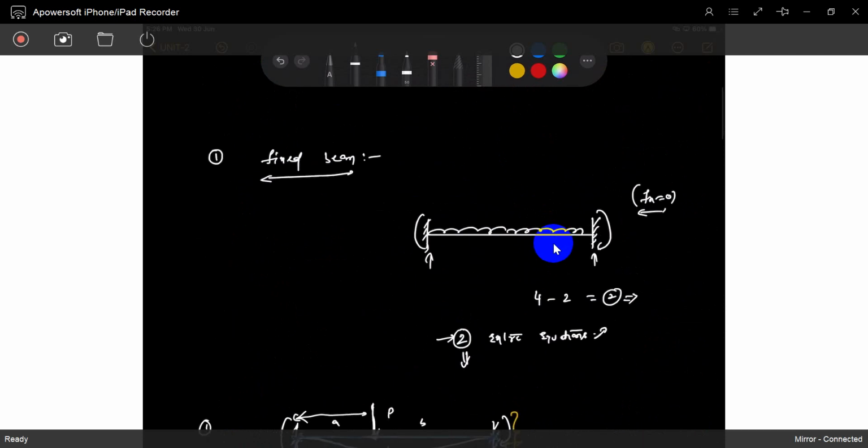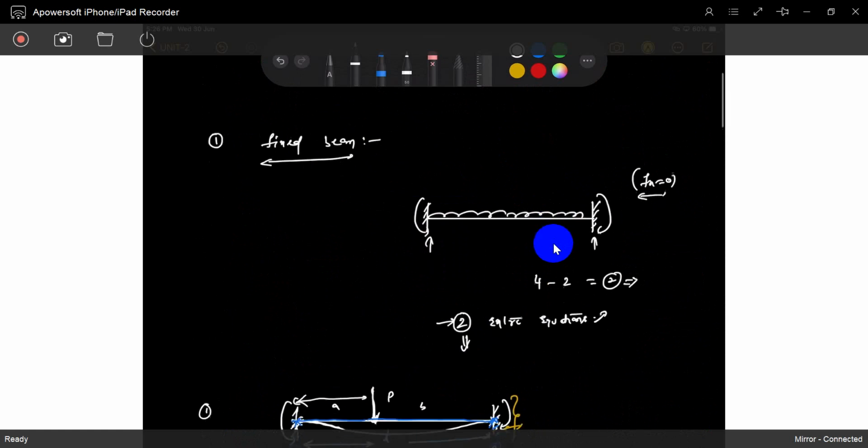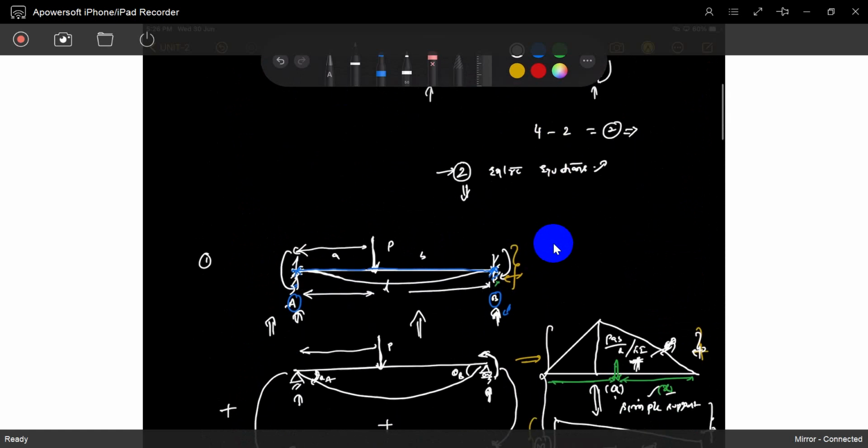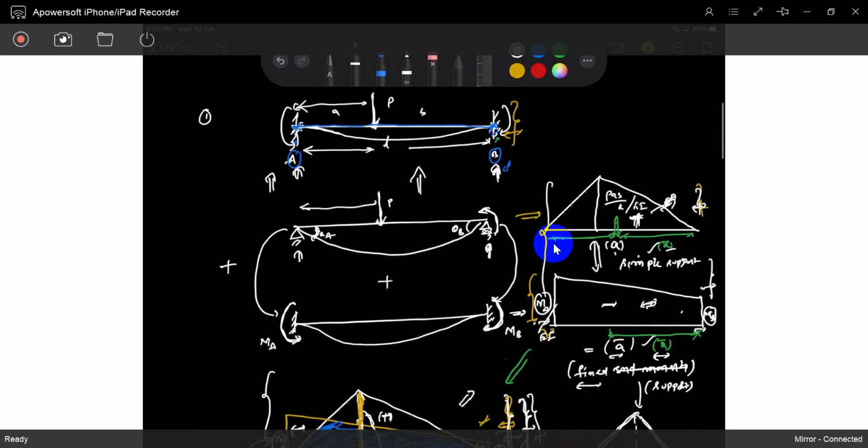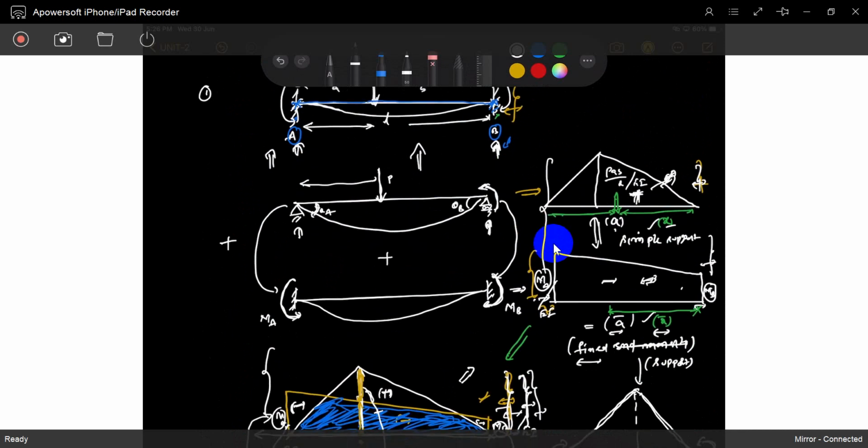For a fixed beam, we require 2 extra equations, out of the 2 equilibrium equations. How will we solve those extra 2 equations? We will divide the fixed beam into 2 parts. One is only simply supported. The second one is the fixity that supports. So we will write the bending moment diagram for the simply supported beam and the bending moment diagram for the fixity.